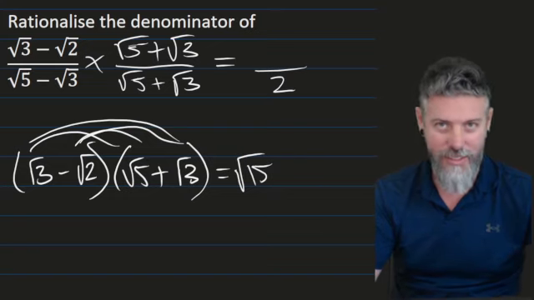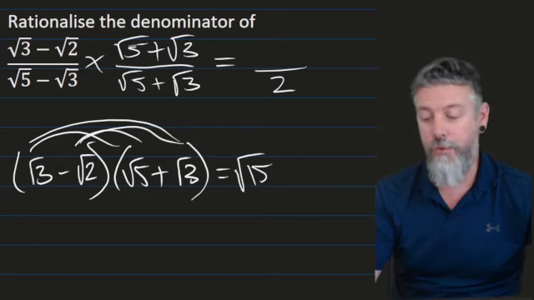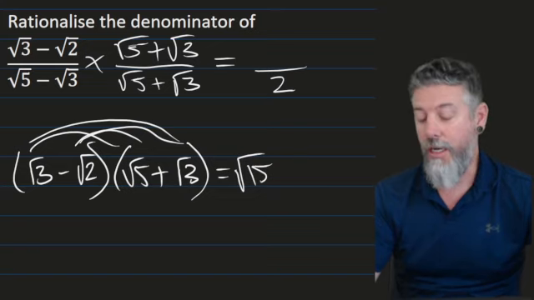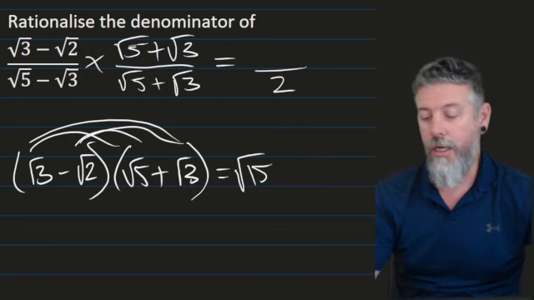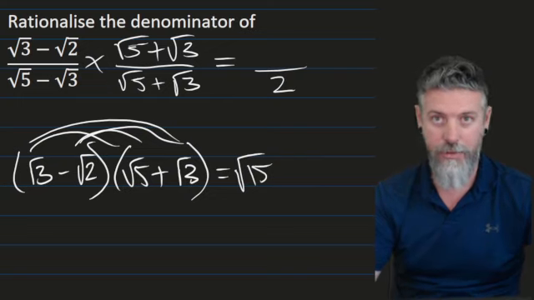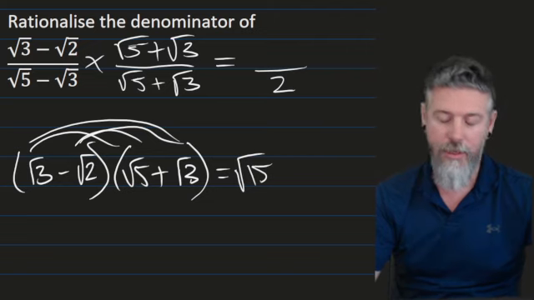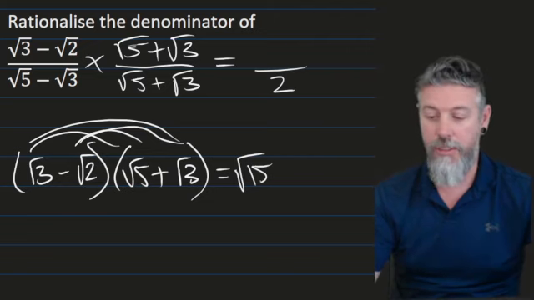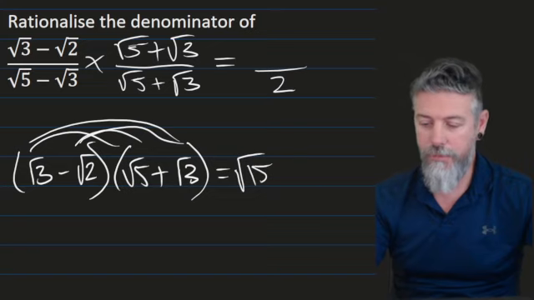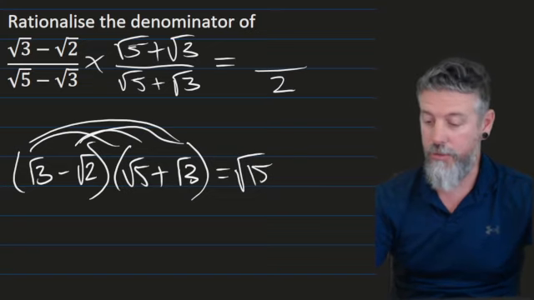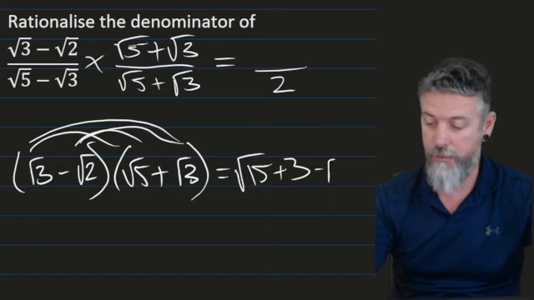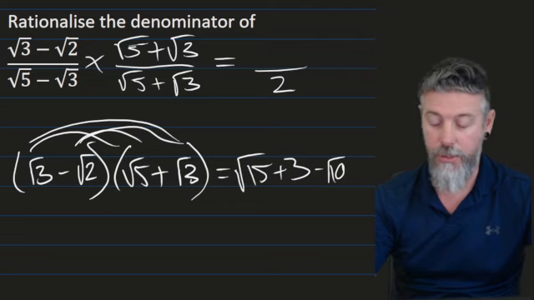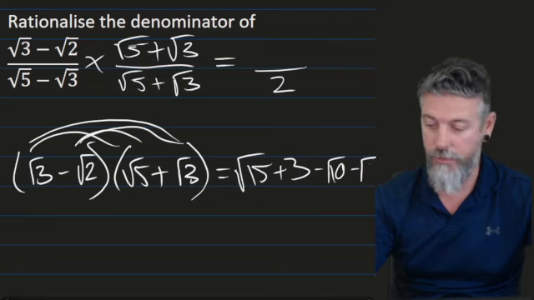Now, is that something that you remember from Year 10, why that is true? If not, go back to have a look at some of your Year 10 content. It is true. The power is the same for both of them, therefore the bases can go together. But again, you can look at that back in your Year 10 content. So we've got root 15 and then root 3 times root 3, so we have plus 3. And then negative root 2 times root 5, so negative root 10. And negative root 2 times positive root 3, so negative root 6.